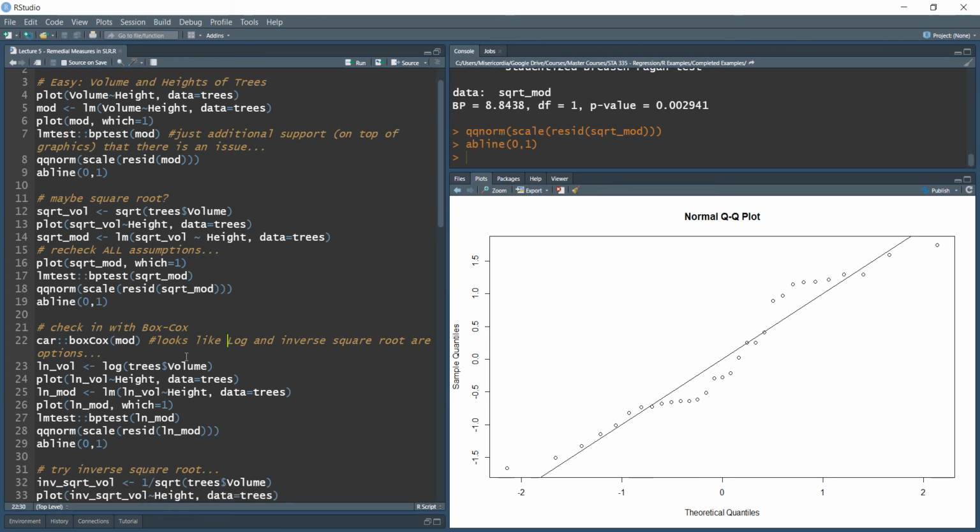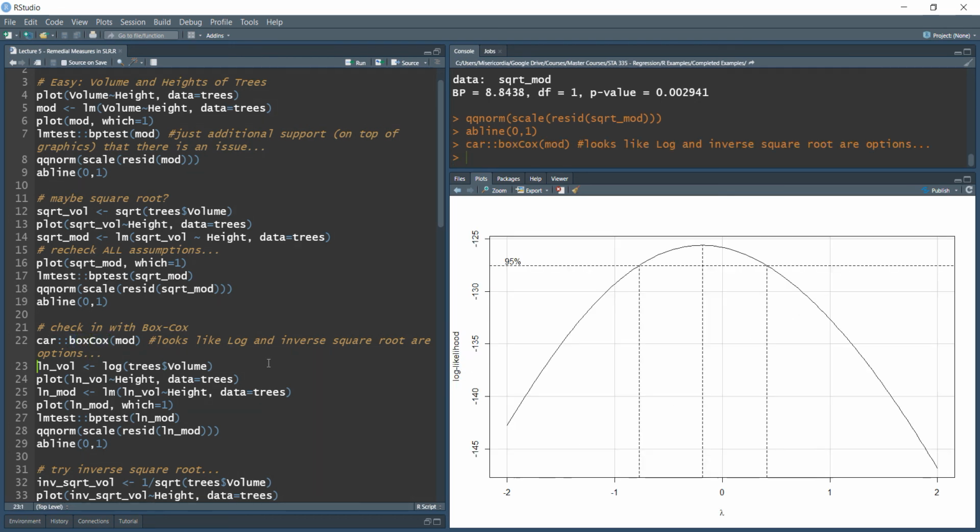Now I'm going to check in with boxcox. The boxcox command, lowercase b, uppercase c, is from the car package, so I'll just call the car package to load this in. In the boxcox, I see a distribution of the log likelihood for different lambdas. We want the log likelihood to be as high as possible. Now this is kind of opposite of sometimes what you see. Very often we look at -2 times the log likelihood in fancier models, but in this case we want it to be the smallest negative number possible.